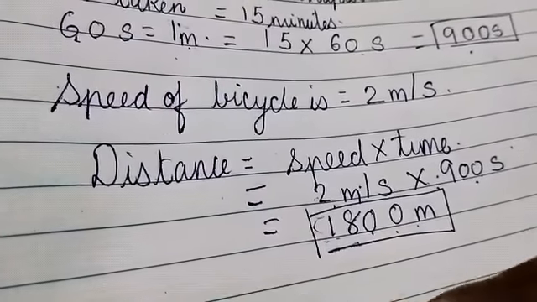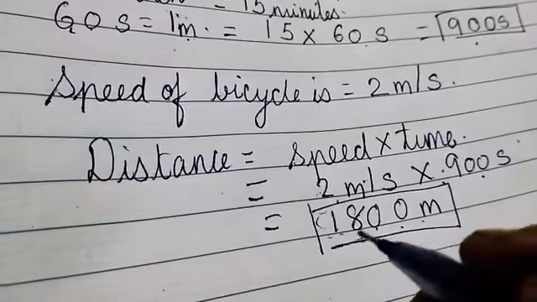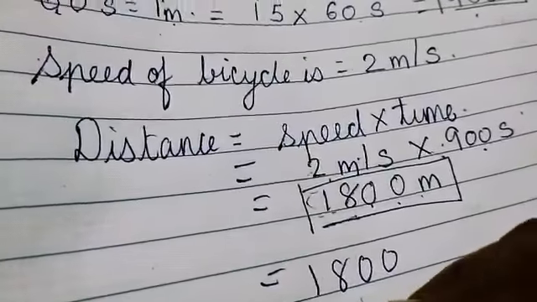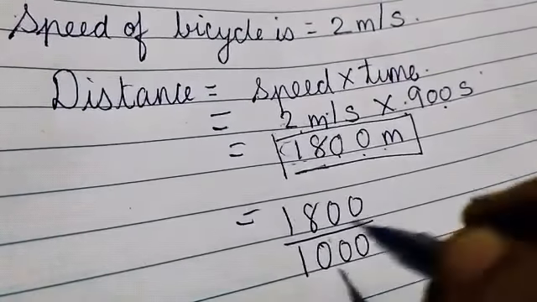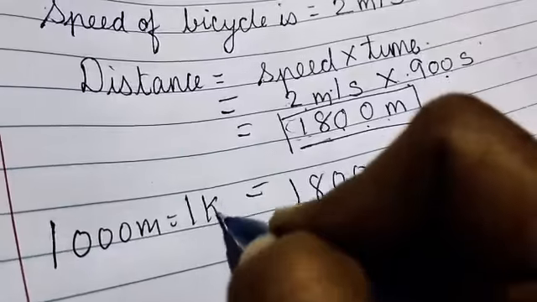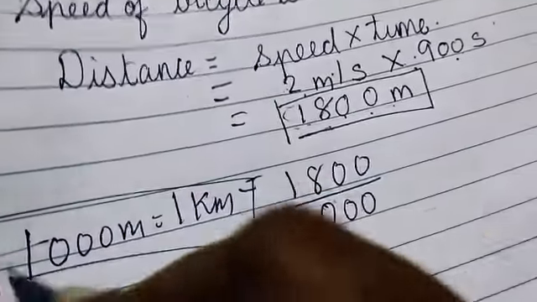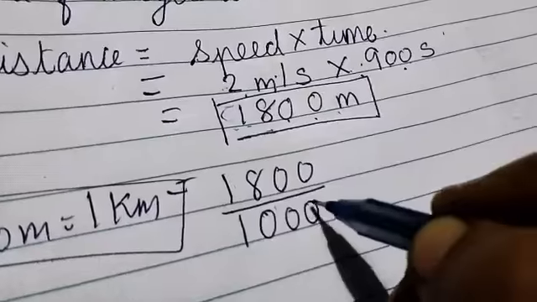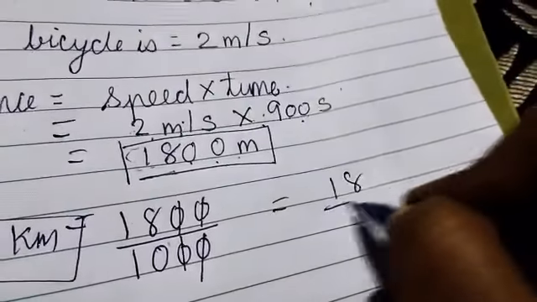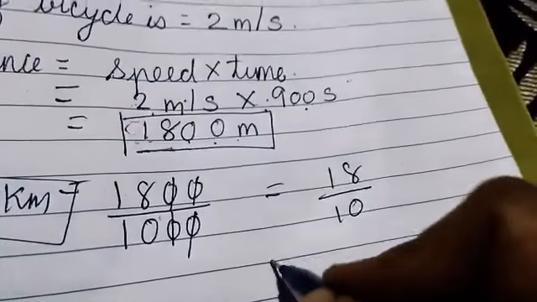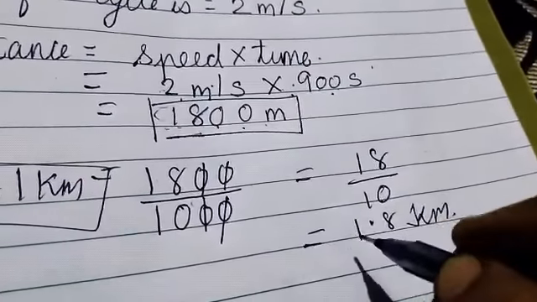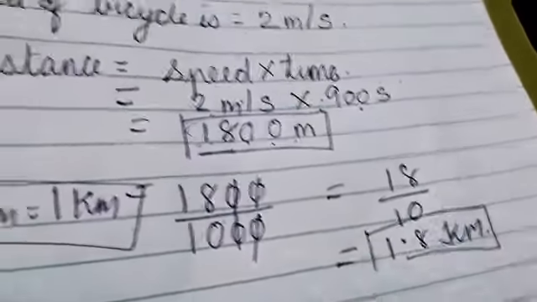Right? Now we need to convert into kilometers. Then how will we do it? Because meter is small, so 1800 upon 1000. Because we know that 1000 meter is equal to 1 kilometer, or 1 kilometer is equal to 1000 meters. So we cut the zeros. It becomes 18 upon 10. We have to write it in decimal because here it is 10. It becomes 1.8 kilometer. Right? This will be your answer for question 6.